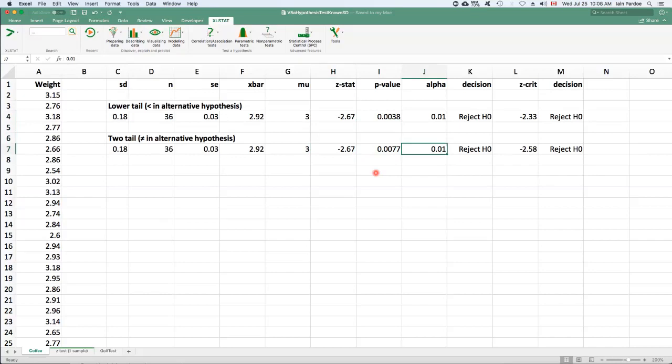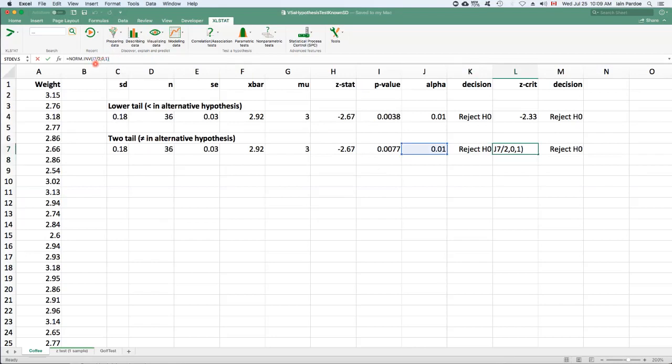Alpha's the same. We're still testing at a 1% significance level, and the decision rule is the same. If the p-value is less than alpha, then reject the null hypothesis, which it is in this case. If you're using the critical value, then what differs here is we have our significance level 0.01, but because we're doing a two-tail test, we put half of that probability in one tail and half in the other tail.